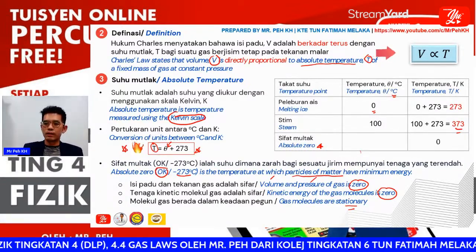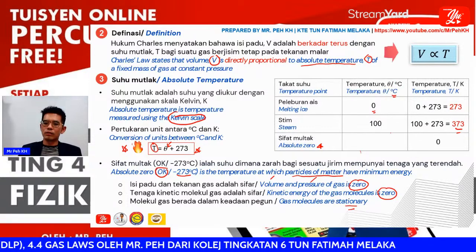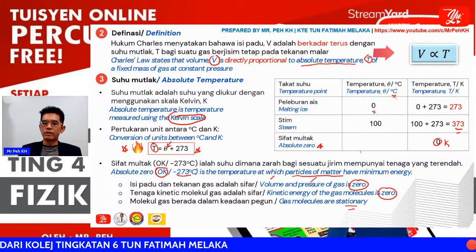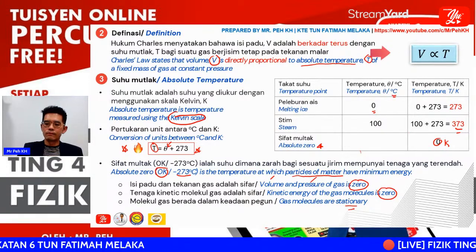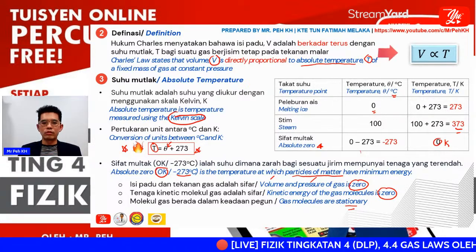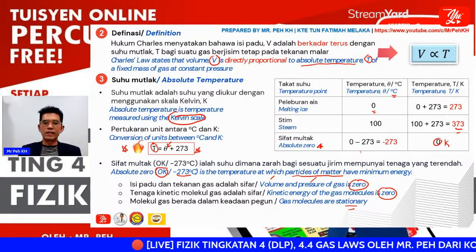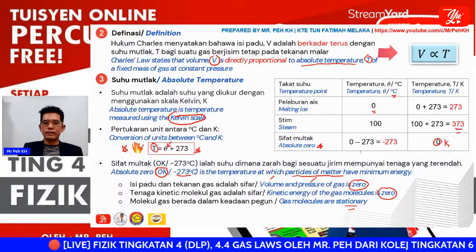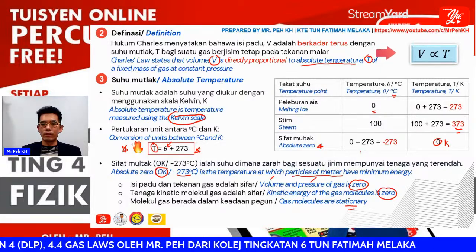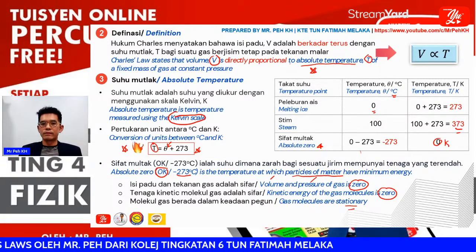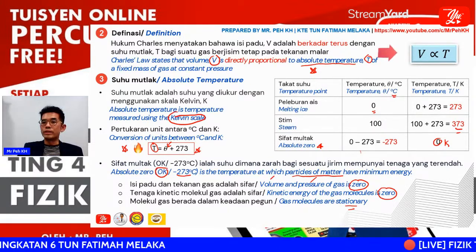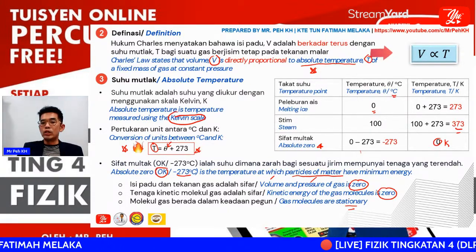Okay, so here, as I mentioned just now, the absolute zero will be 0 Kelvin. So when we convert to degree Celsius, we get negative 273. Okay, so this is regarding the discussion about the absolute temperature and absolute zero. So that means in your definition, you must write absolute temperature here. And you must use Kelvin in your calculation.